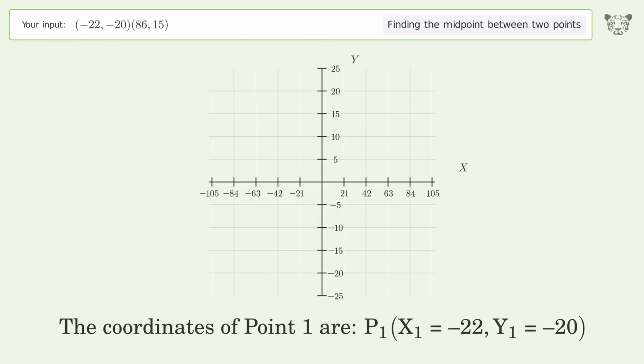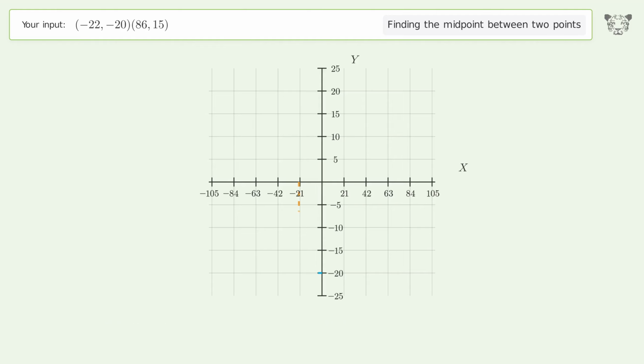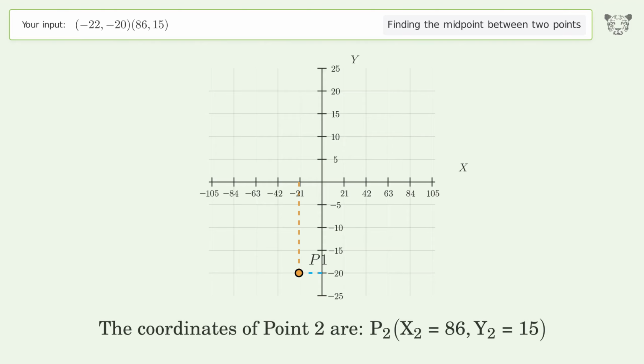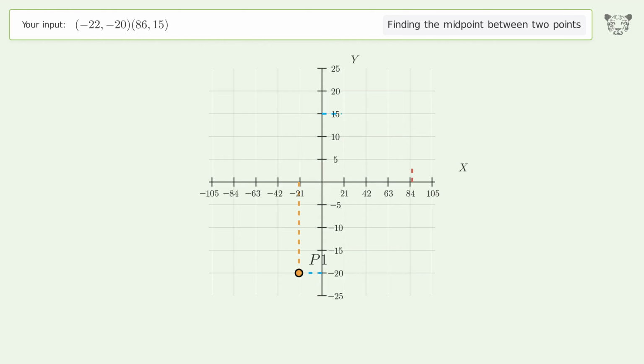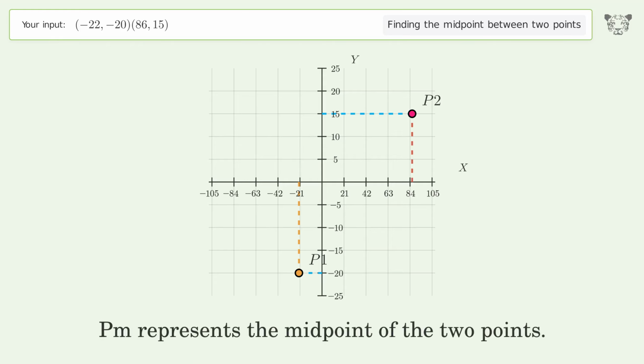The coordinates of point 1 are, x1 equals negative 22, y1 equals negative 20. The coordinates of point 2 are, x2 equals 86, y2 equals 15. PM represents the midpoint of the 2 points.